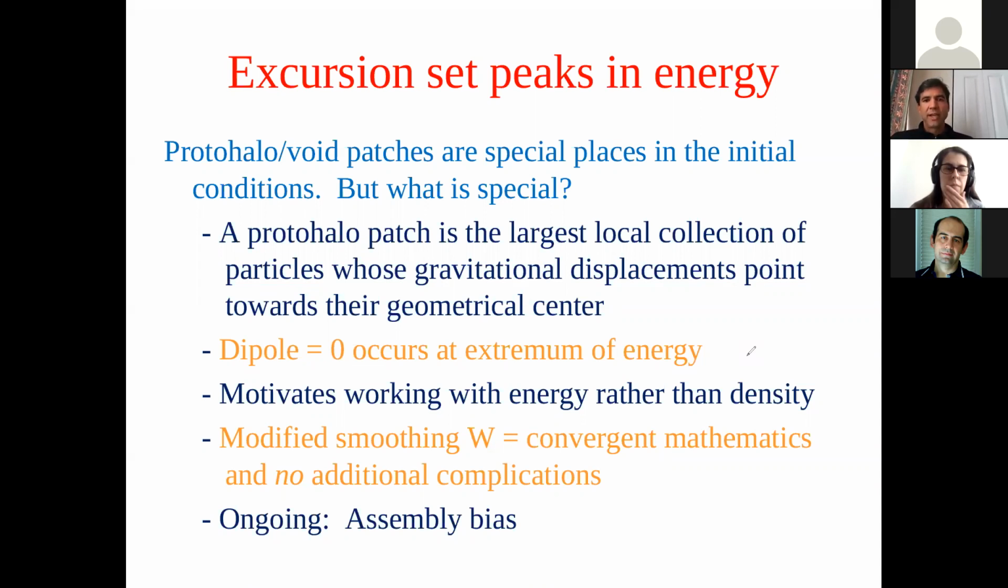So I guess there's a couple of things. The first thing is that the difference between energy and density is just a slightly different smoothing window. So for the density, the smoothing window is kR.